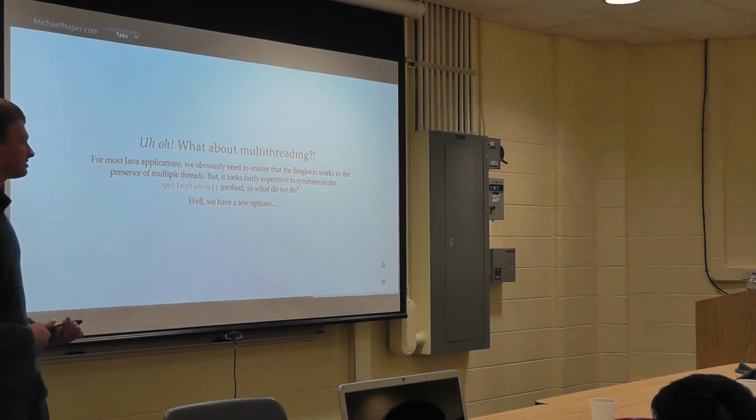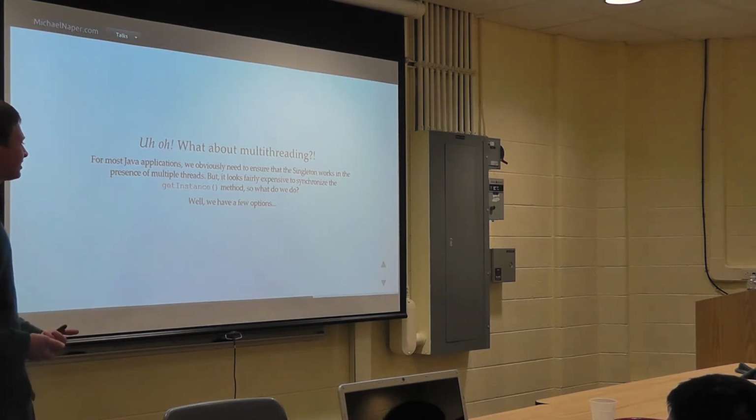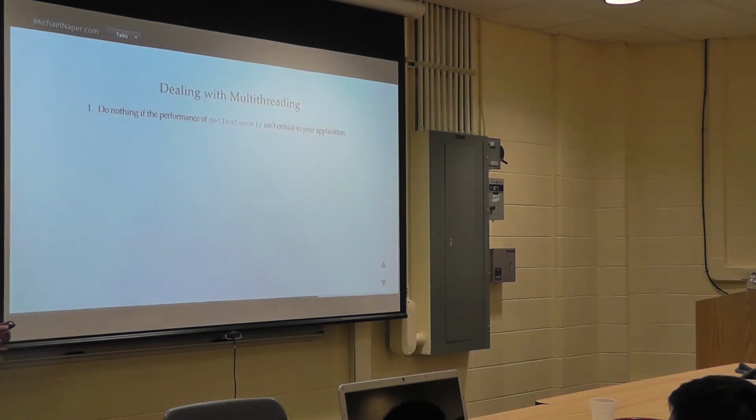But it's kind of expensive to synchronize the getInstance method, so what can we actually do about this? We actually have a few options. One is just do nothing. If the performance of getInstance isn't critical to your application, just add the synchronized keyword to that method. Java has a synchronized keyword, and Java handles all the under-the-hood operations that make sure that this method is only entered by one thread at a time.